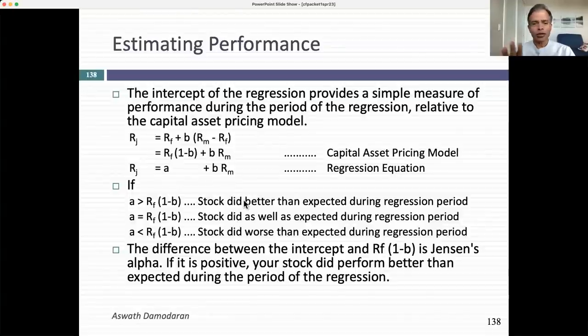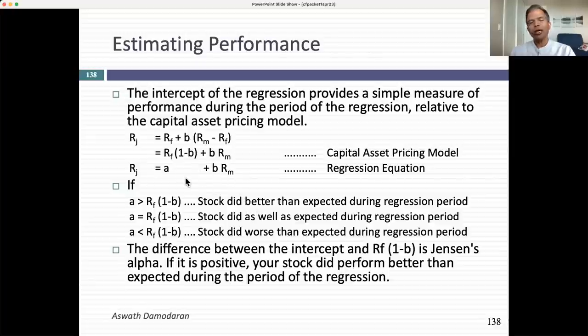I'm going to do a little algebra. Trust me, I'm not changing the equation. I'm going to move some terms around. So if I take the CAPM and move some terms around, I get the risk-free rate times (1 minus beta) plus beta times RM. That's just the CAPM. There's my regression equation, intercept plus slope times the RM.